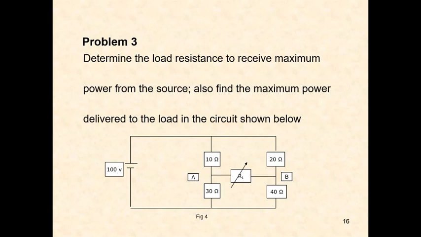See here, the load RL is connected between the A and B terminals. And here a 100 volt source is applied across a bridge network with 10 ohms, 20 ohms, 30 ohms and 40 ohms connected like a Wheatstone bridge. Determine the load resistance to receive the maximum power from the source, and also find the maximum power delivered to the load.